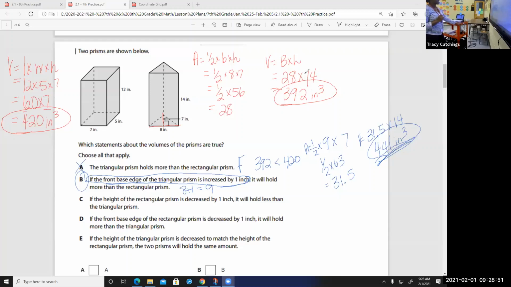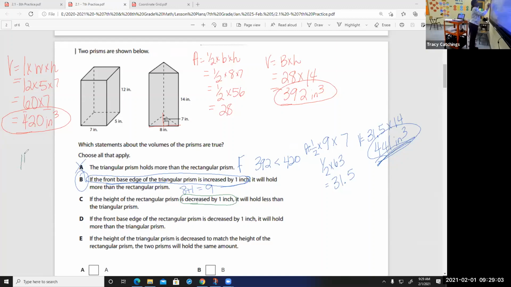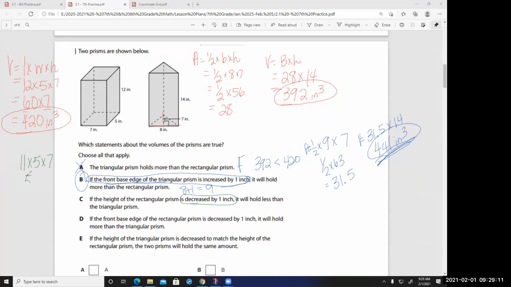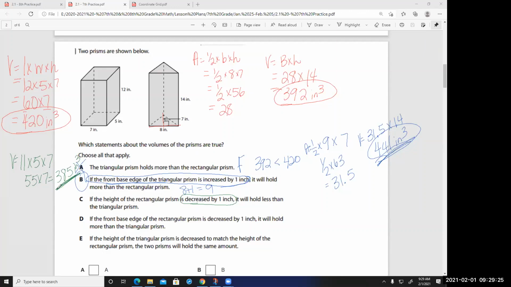C said if the height of the rectangular prism is decreased by an inch. What's the height of the rectangular prism? 12. If we decrease it, it's now 11. So now that'll be 11 times 5 times 7. What's 11 times 5? 55. 55 times 7 is 385. All right, is that now less than what's in the triangular prism? Yes.